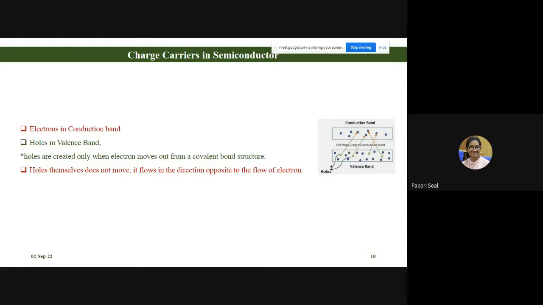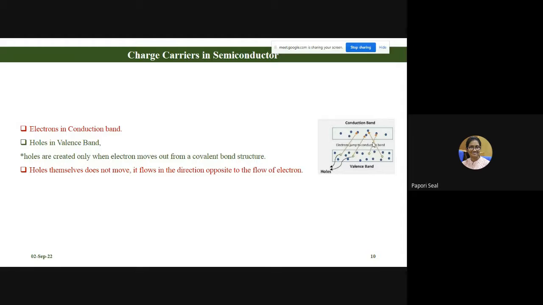But who can be charge carrier in valence band? Holes. Because if you provide some kind of energy, maybe thermal energy, then electrons will move from valence to conduction band and they will leave behind empty space. This empty space is called your holes.